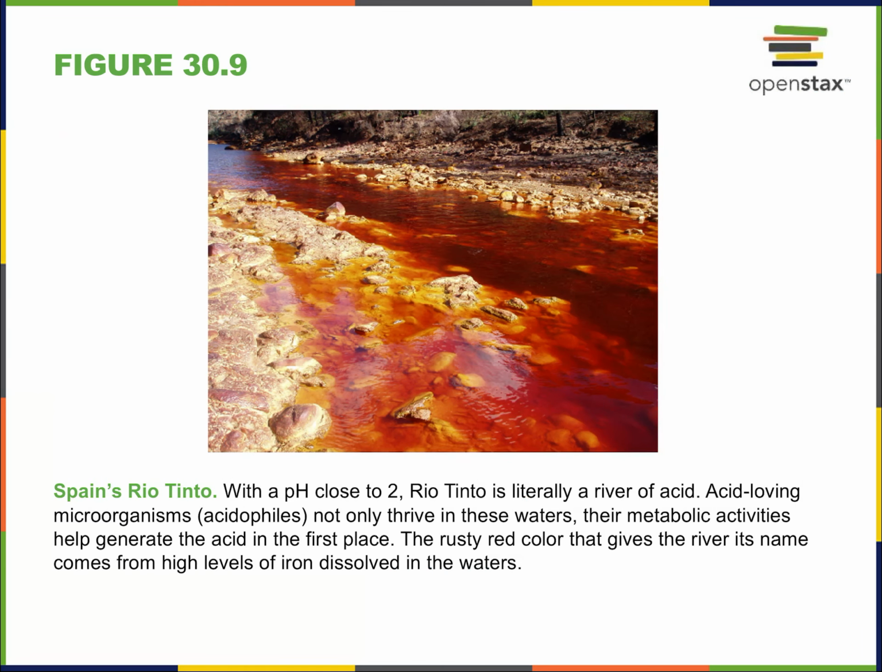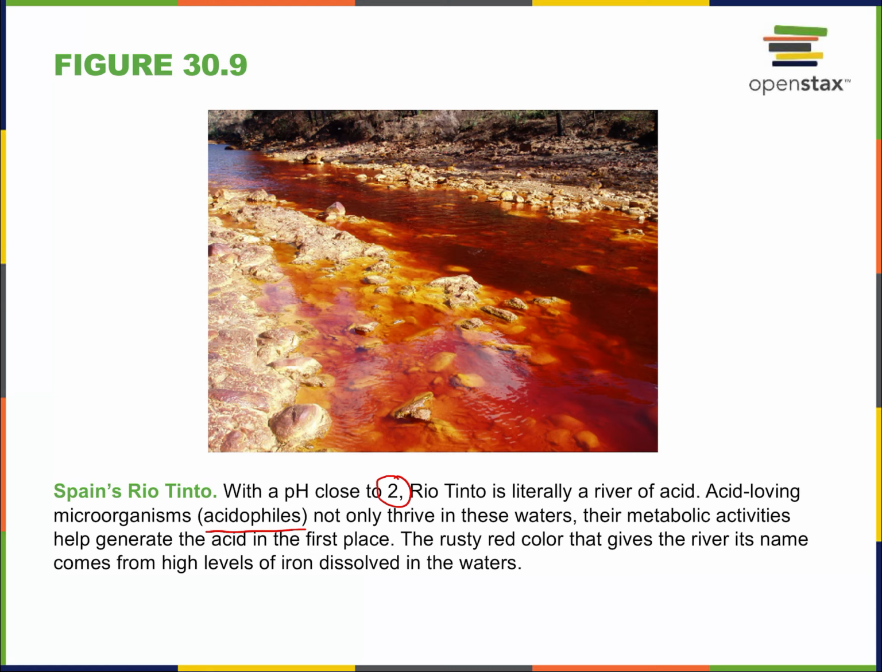Life can also grow in environments that are incredibly acidic. This river, the Rio Tinto, has a pH of 2, which is a strong acid, my goodness. And there are acidophiles. These are organisms that love acid. Acid-loving microorganisms, bacteria and other microorganisms that actually live in the acid. Wow.